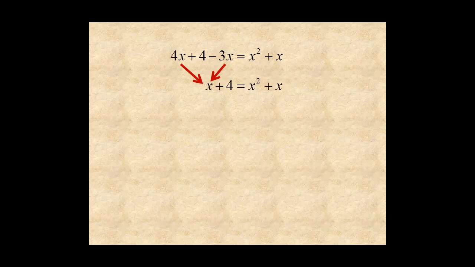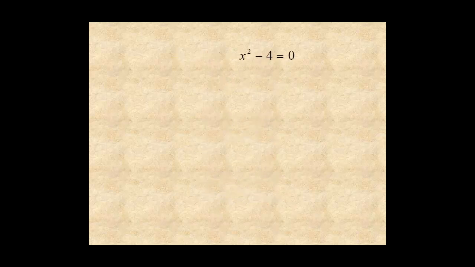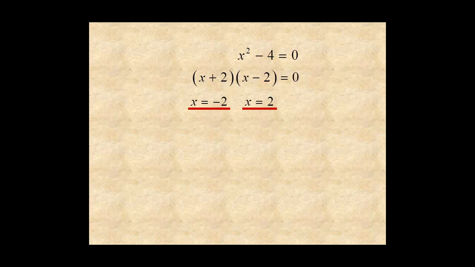Then flip the equation around and subtract x from both sides. The terms of x cancel out, leaving x squared equals 4. Then subtract 4 from both sides, and the equation is x squared minus 4 equals 0. To solve this polynomial equation, factor the left side of the equation, and the solutions are x equals negative 2 and x equals positive 2.